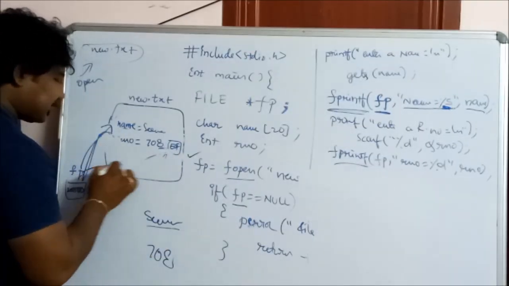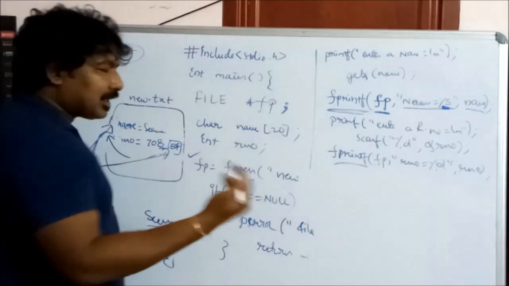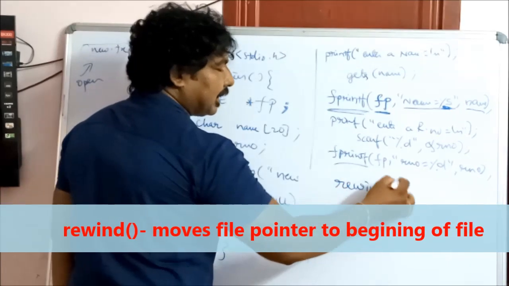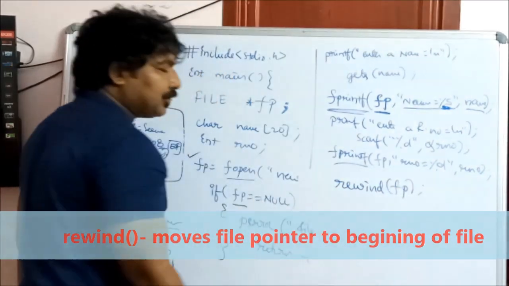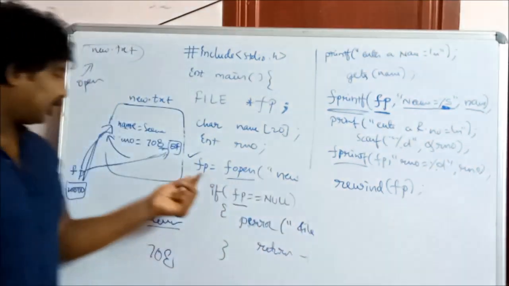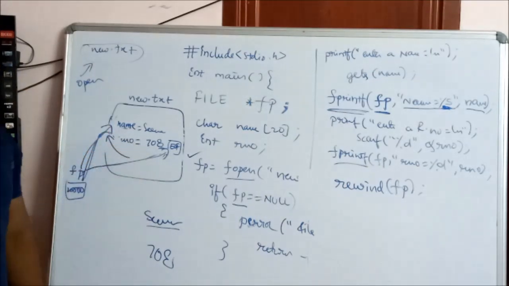Okay friends, so if the file pointer is at this place, I want to move it here. How do you do that? For that there is a function called rewind. So rewind(fp). If you use this rewind(fp), your file pointer is successfully moved from the last position to the beginning. Then you can read all the data.